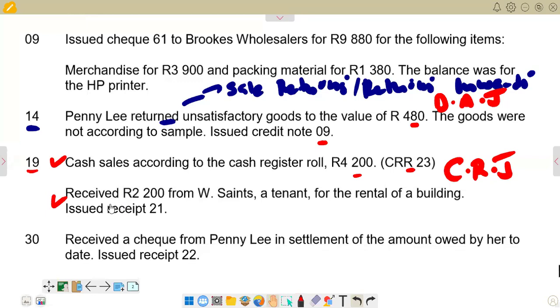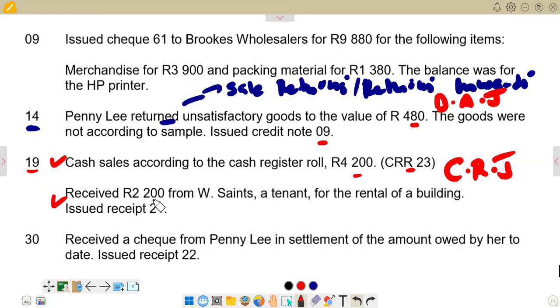So remember, on the second part, we've got received 2,200 rands from W Saints, a tenant for the rent of a building, issued receipt number 21. So this is the money that has been received also. So what we are supposed to do is to enter them again in the cash receipts journal.